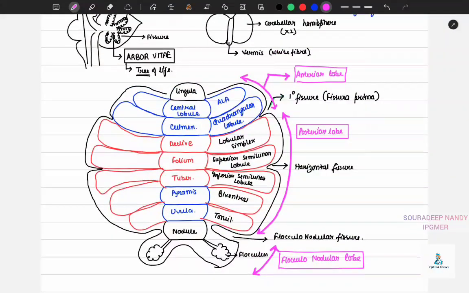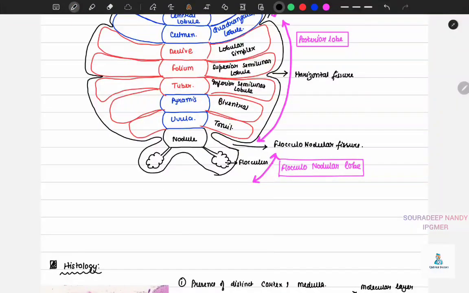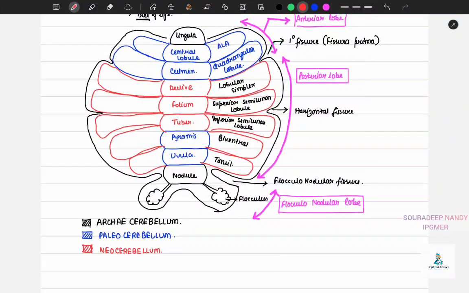Now you may ask why I have drawn the lingula and the nodule in black, and the central lobule, ala, quadrangular lobule and culmen in blue. These color codes represent the phylogenetic classification of the cerebellum. Phylogenetically, in black it is the archicerebellum, or primitive cerebellum. In blue it is the paleocerebellum, and in red it is the newly understood part of the cerebellum, the neocerebellum. Based on these, the lobes and parts of the vermis differ.